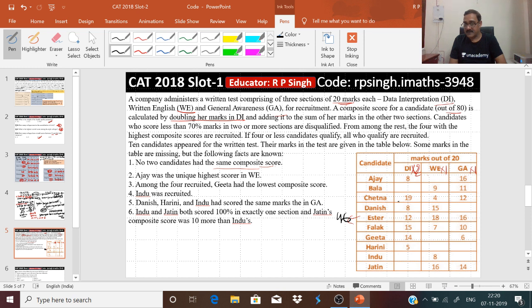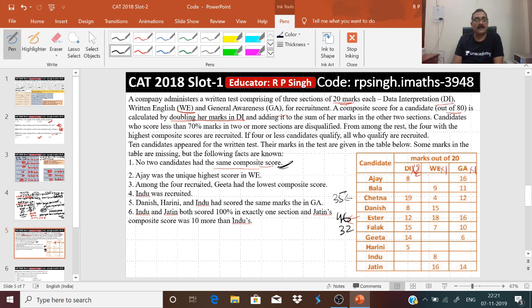Score of Chetna is clear. 19 and 4, 23, 23 and 12, 35. Because all have different scores. And 15 and 7, 22 and 10, it is 32. Let us read the conditions given. So this will help to identify the scores.